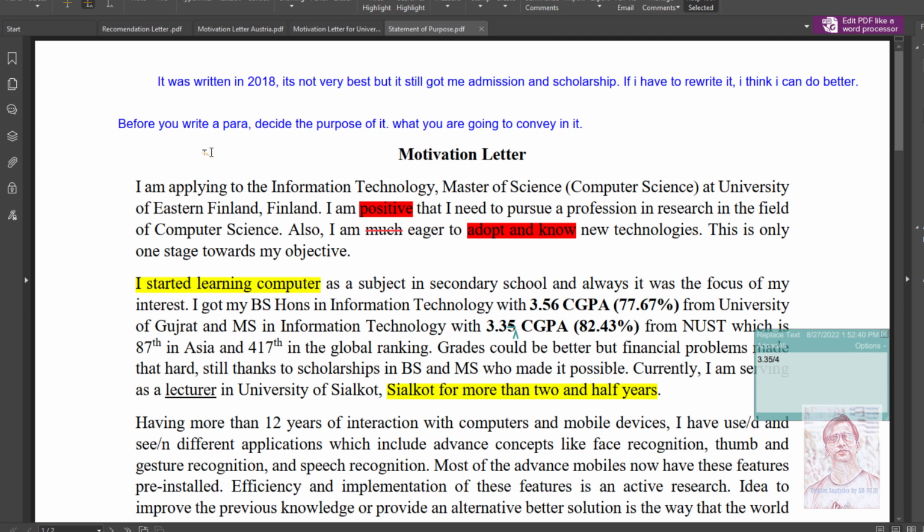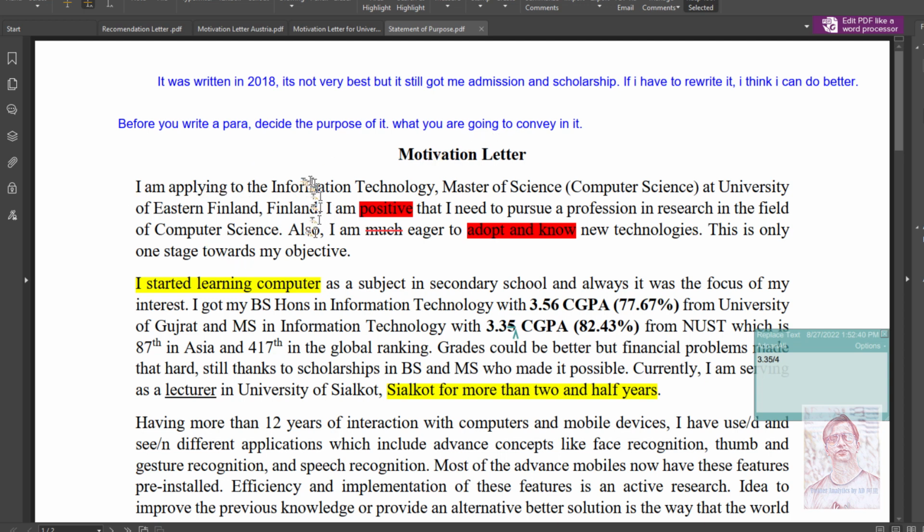So a basic or generic tip is that before you write a paragraph, decide what the purpose of this paragraph is, and write down some points which you are going to convey in the paragraph. So let's start reading it.